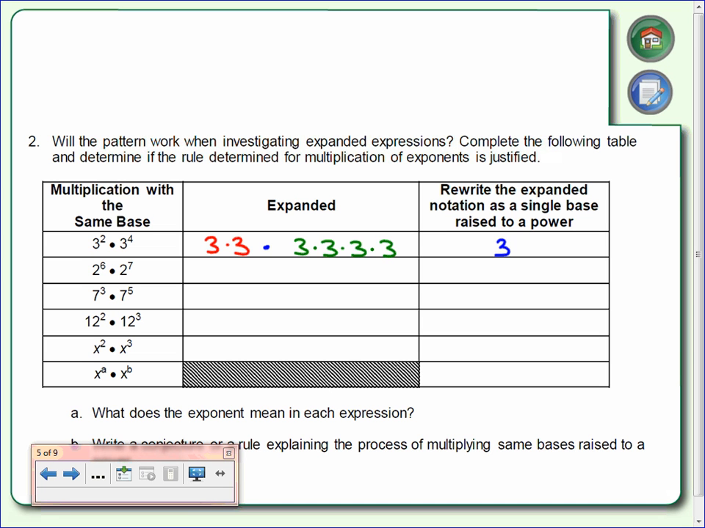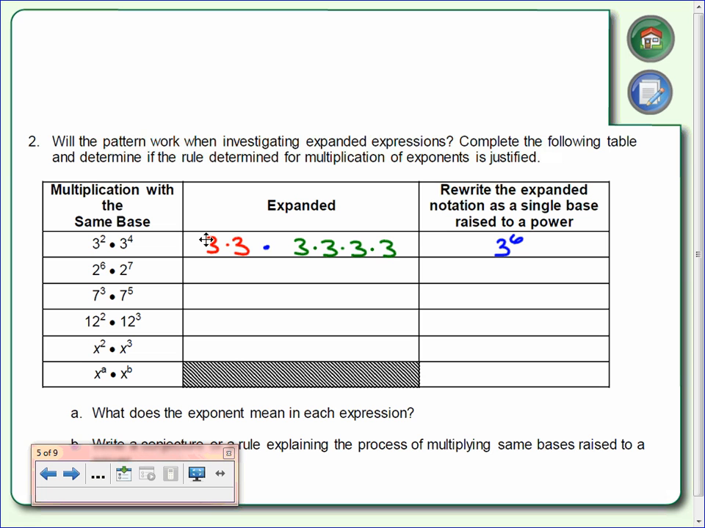Exponents. What I want to do is I'm looking at this expanded form. Notice how many 3's I have here. I've got 1, 2, 3, 4, 5, 6. I'm multiplying that 3 by itself 6 times. So my exponent over here is going to be a 6. So this is the same thing as 3 to the 6th power.